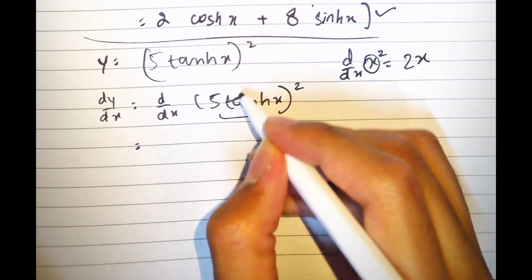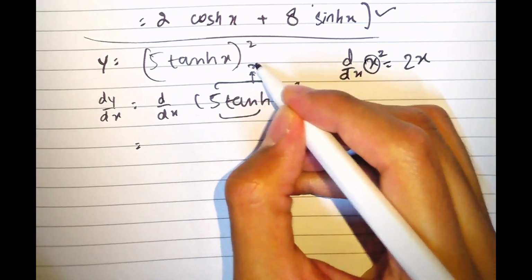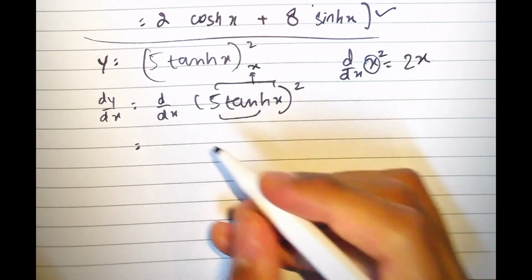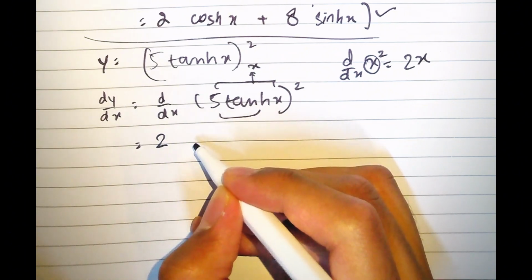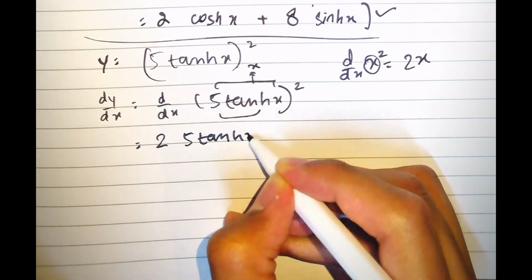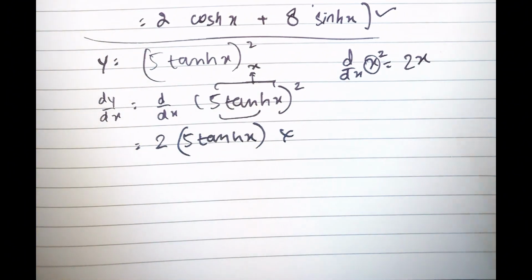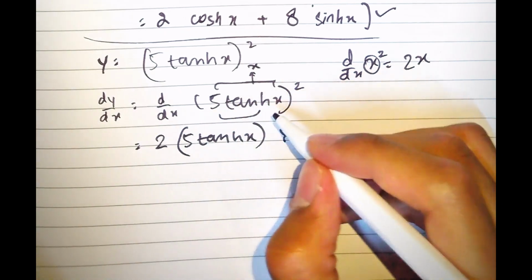Over here, this is my x. This thing is behaving as my x. So first of all, let's just write 2x. Instead of writing x, we will write 5 tangent hyperbolic x multiplied by the derivative of the angle. Now what is the angle? It is the thing which is present inside the bracket.